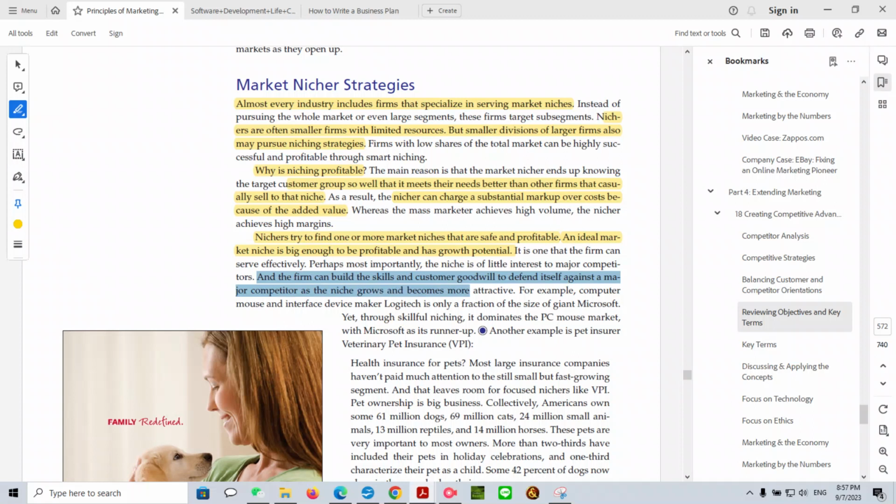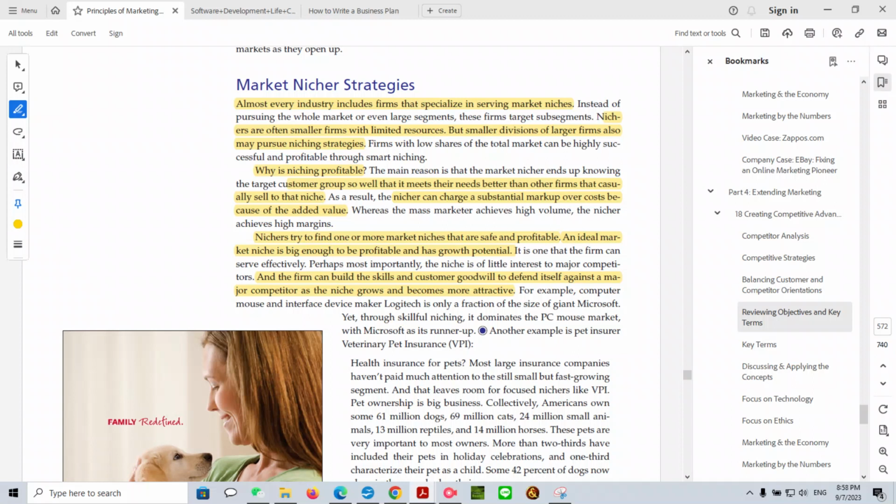Well, the reason is because they're not competing directly with the market leader. The market leader has its own niche, and the nicher has its own niche as well. These are different niches, they're not competitors, therefore they can get their market share with their own expertise. For example, computer mouse and interface device maker Logitech is only a fraction of the size of giant Microsoft, yet through skillful niching, it dominates the PC mouse market, with Microsoft as a runner-up.